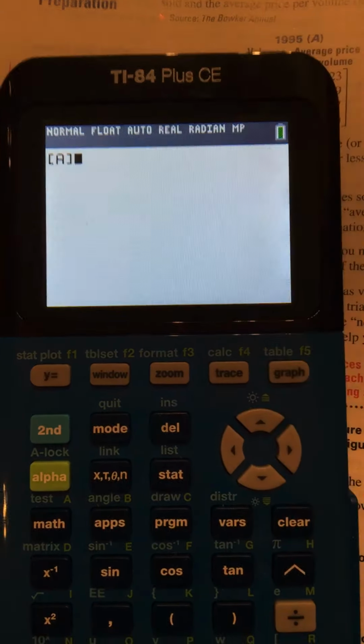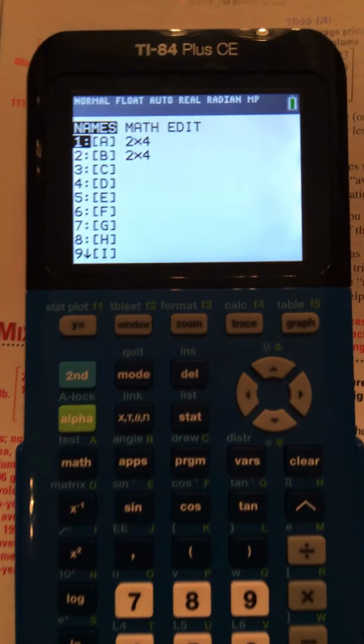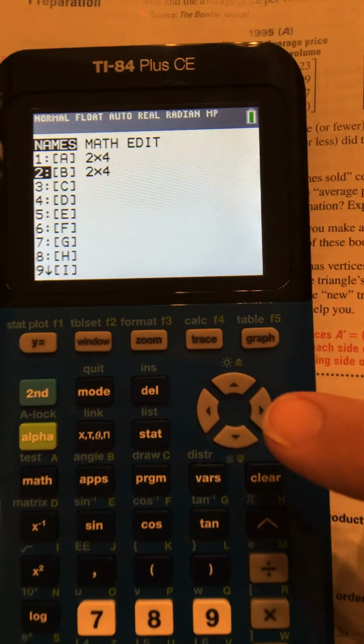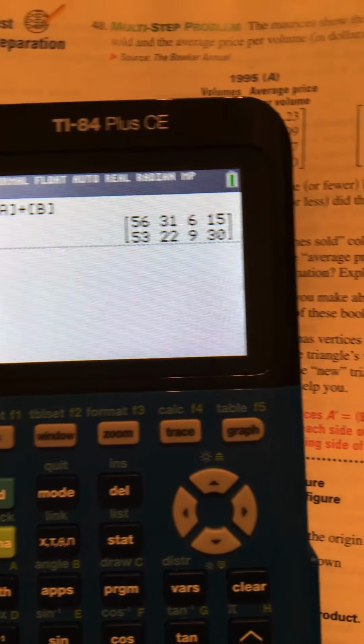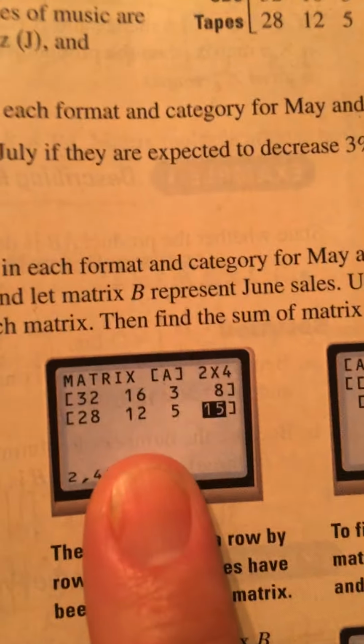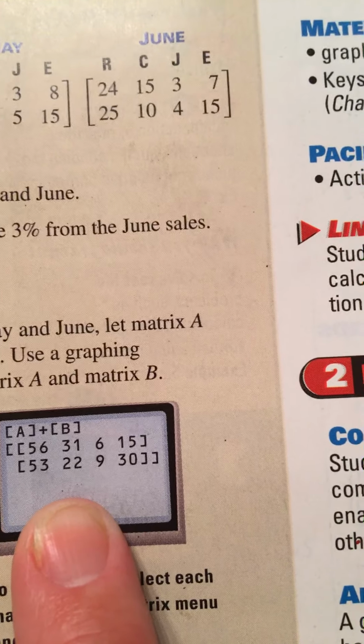And now I go get the B one. Let's see if I can push the right button this time. I arrow down to B and hit enter. And now I say enter, and there's the answers. And then we look over here and see, did I get it right? And should I say matrix B? Yep, there it is. There's the answers, and I got it right.